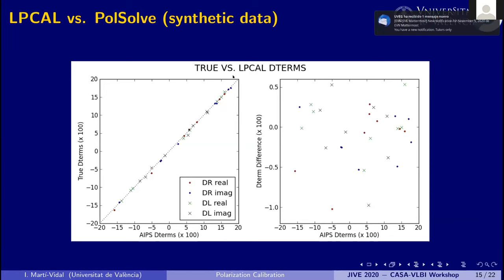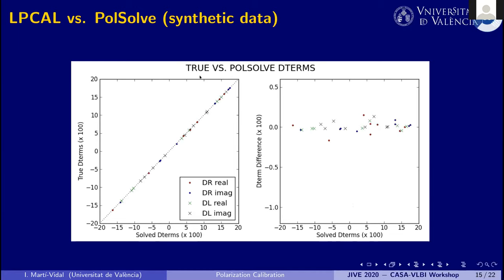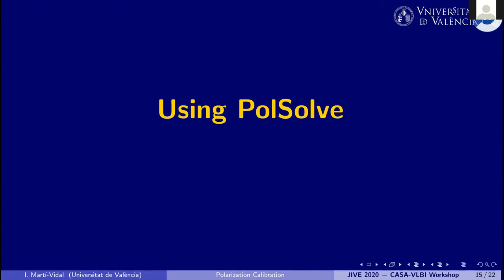And if you fit the D-terms with LPCal in APES, this is the correlation between the true D-terms and the D-terms fitted by APES. These are the residuals. So it does a pretty good job, actually. LPCal does a pretty good job, even though the polarization was so high. But if you now solve with PolSolve, you see that the residuals are lower, basically because of the nonlinear contribution to the model. So accounting for nonlinear effects actually helps, and gives you more accurate solutions.